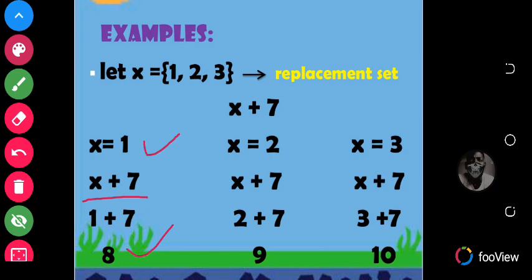When x is equal to 2, wherever you find x, you put 2, and you have 2 plus 7, you have 9. When x is equal to 3, wherever you find x, you put 3, and x plus 7 is 3 plus 7, which is 10. So that is replacement. This is the replacement set, and this is substitution.